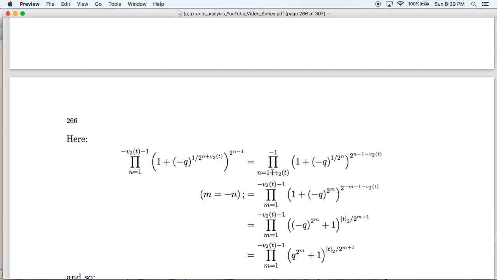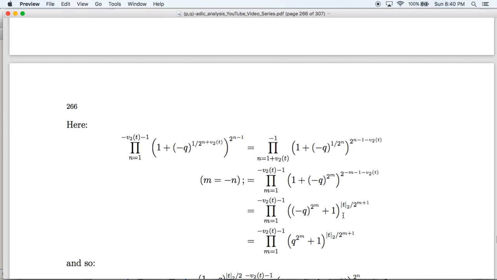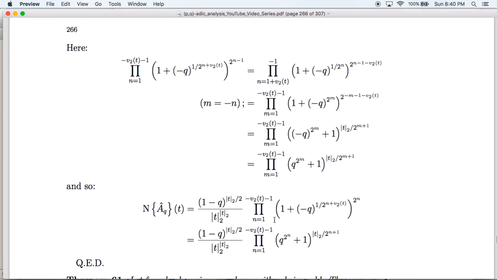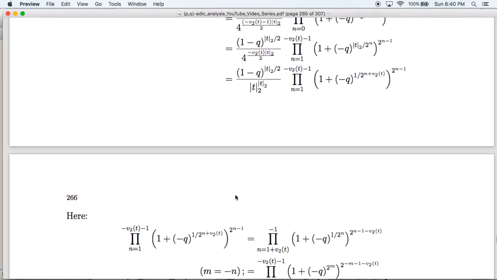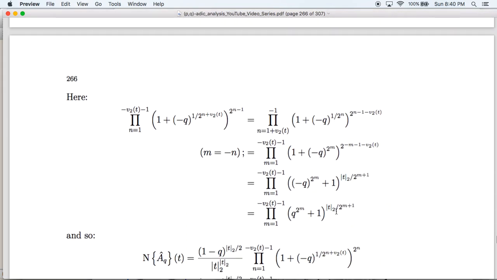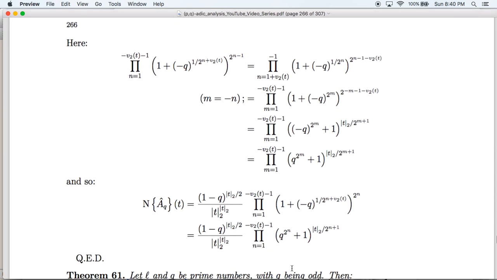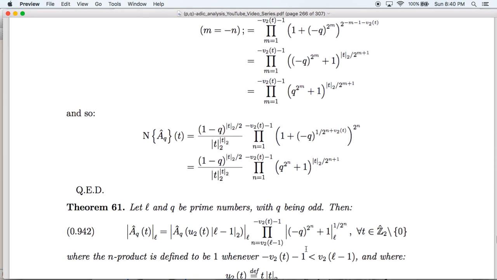The trick then is to note that v2 of t is going to be a negative number because t has a power of 2 in its denominator. So we'll now replace n with its negative, and then that flips everything around, and we get the following. Just run through it all, and we get this. And so going back to this equation, we do this, it turns into that, relabel this as n, and we get the result we want. So then this allows us to give a complete computation of the p-adic absolute value of aq hat.